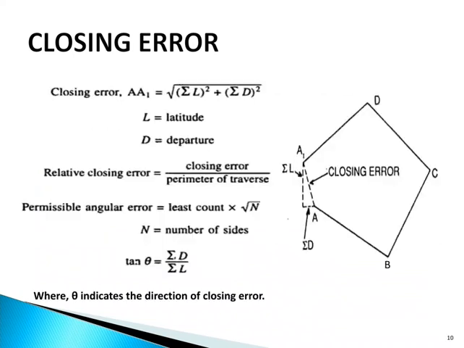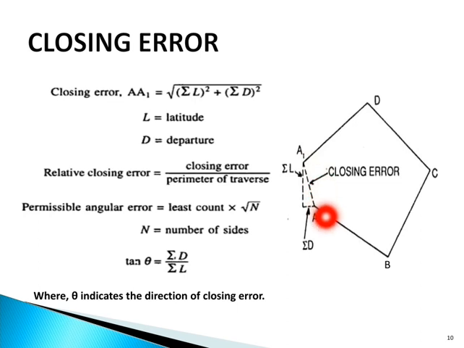Let us understand it with one example. Here in the image you can see one traverse. All the stations are mentioned here, but something is missing. If we see, the traverse is A B C D A, but here we have A1. So it fails to close by the distance A A1.